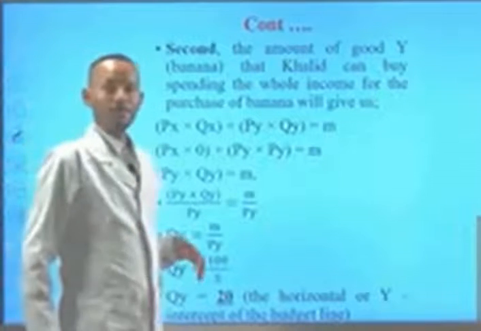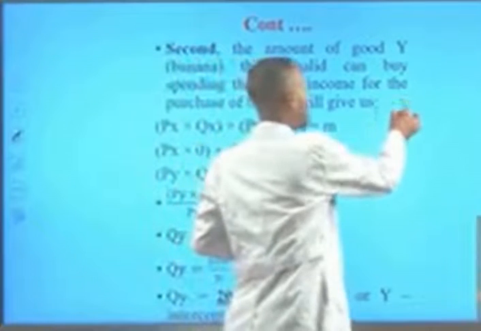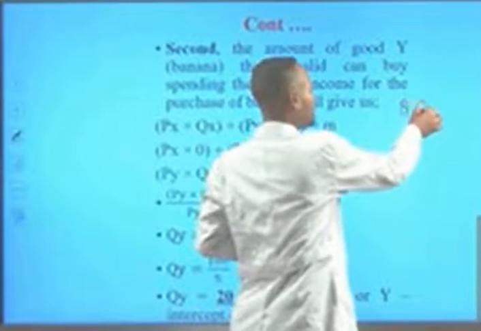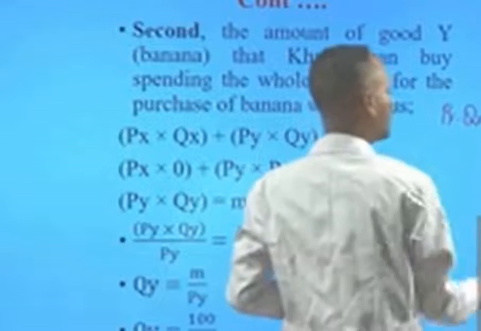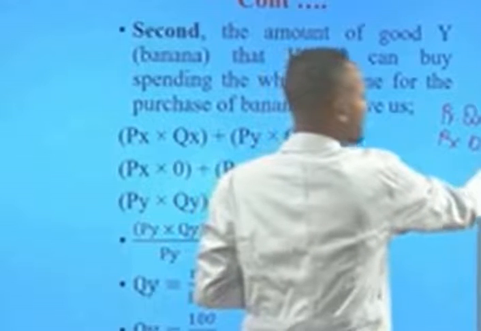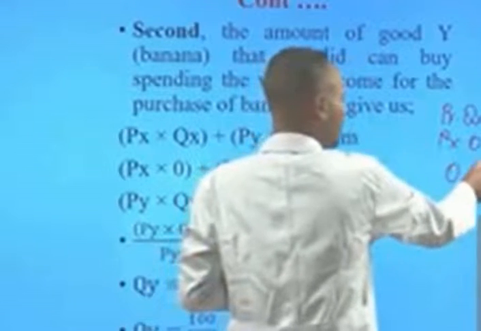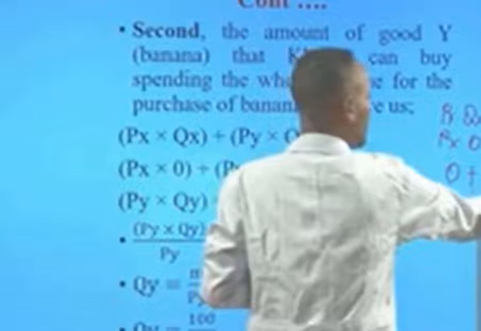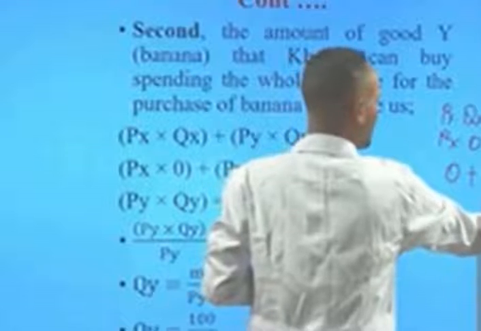Secondly, if Khalid spent the whole income for the purchase of commodity Y, that means the price of commodity X times quantity of commodity X plus the price of commodity Y times the quantity of commodity Y will give you income of a consumer. If he spent the whole income for the purchase of good Y, he will not buy any amount of X. So the price of X times the quantity of X is 0 plus the price of commodity Y times the quantity of Y equals income of a consumer, and this will give you the price of Y times the quantity of Y, which is equal to income of a consumer.